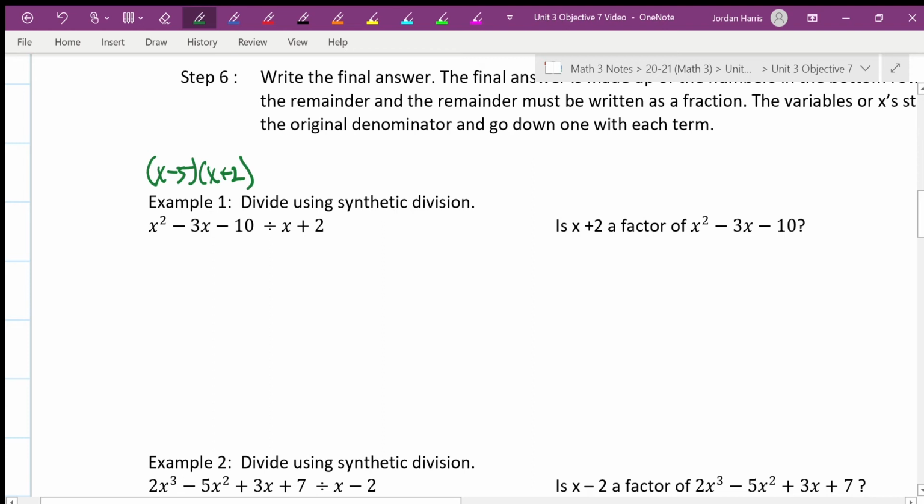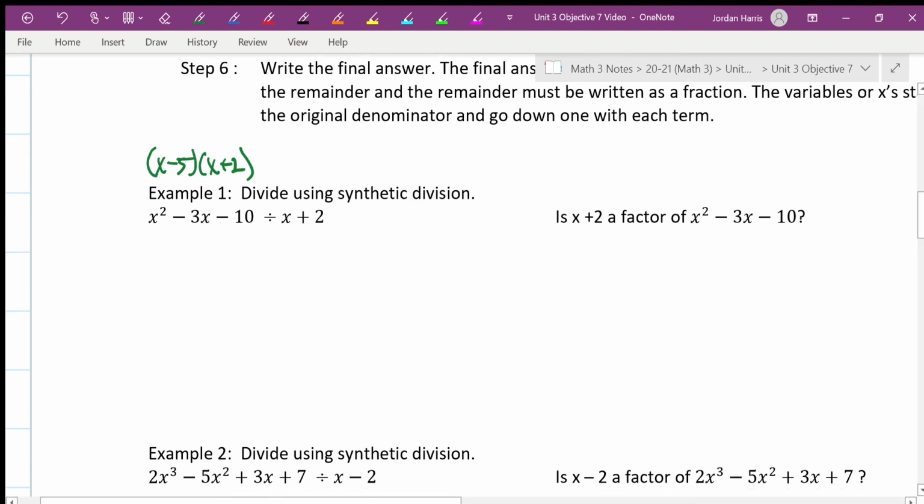Okay, and notice we're going to divide x plus 2. Okay, and we'll talk about how to see if it is a factor in just a second. So if I divide out x plus 2, I should get the other factor as my answer. So x minus 5 should be my answer here. Okay, we know that. We're going to see it in action now.